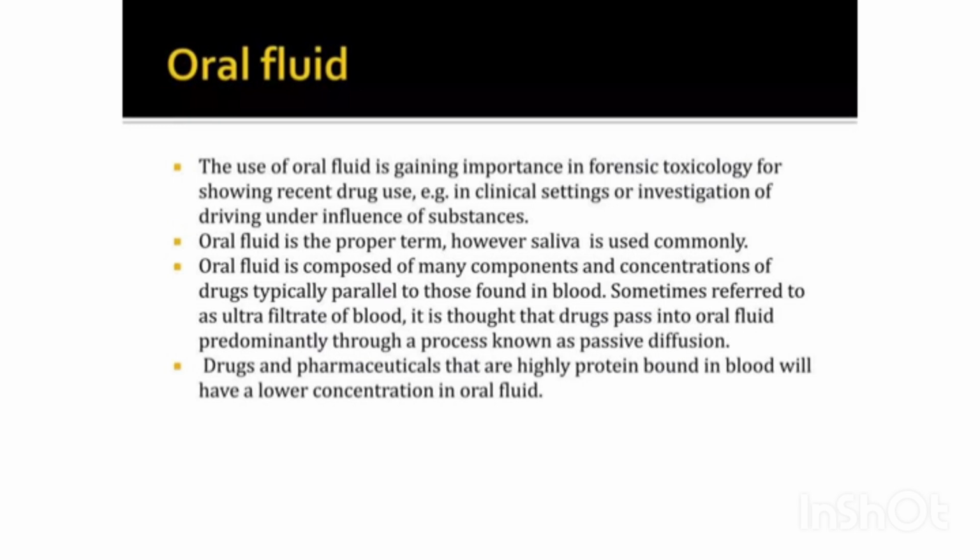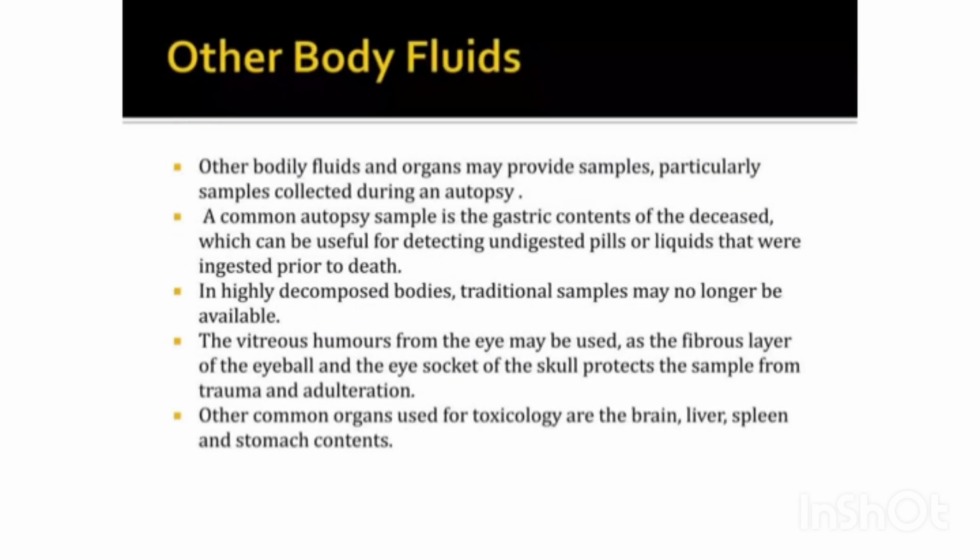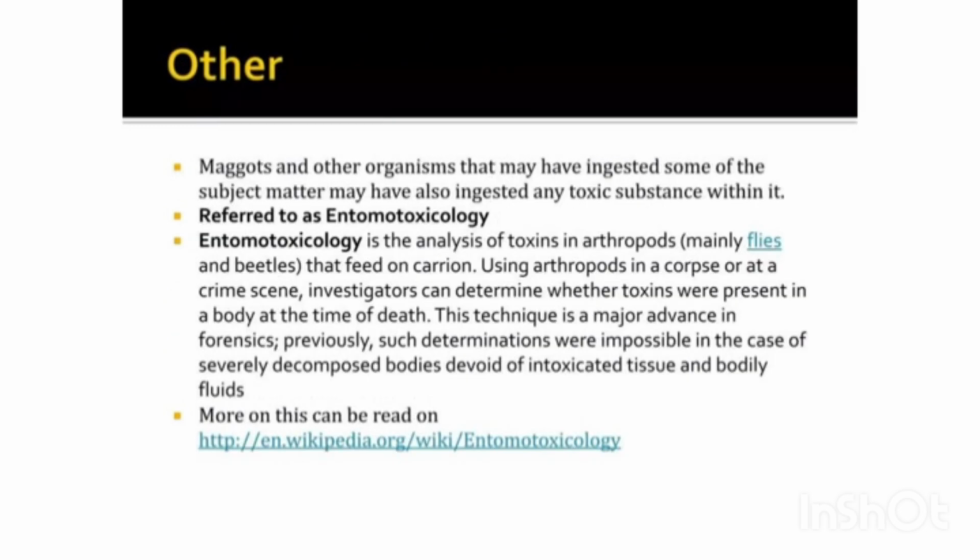This oral fluid can come from the person or from the place where the crime occurred. And the other body fluids we can get from the person for toxicological experiments. If it is a decomposed body, we cannot actually get the required samples. So these are the general terms of forensic toxicology and its definitions.